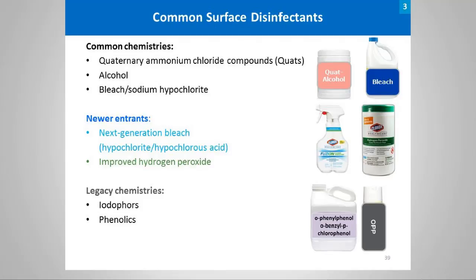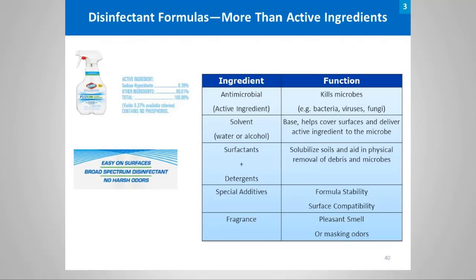Some of the newer ones, like the Clorox products, are a hypochlorite, hypochlorous acid mixture. They don't have the smell. They don't destroy your equipment. Also improved hydrogen peroxides. And then some of the older chemistries that you see, iodophors and phenolics. So these are really the categories that are out there.